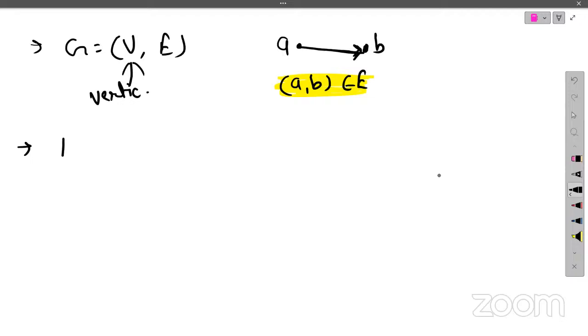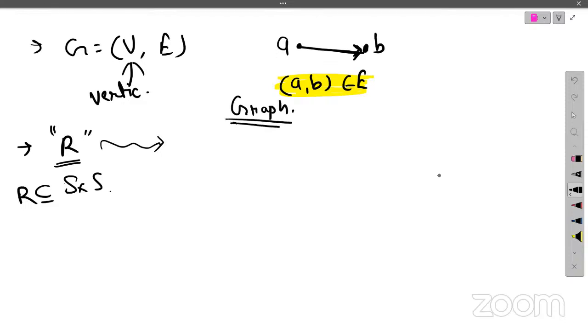Now suppose I have a relation R. Using this relation, we can actually form a graph. How will we form it? Obviously the relation will be a subset of some S cross S. So suppose R is a relation and it is a subset of S cross S. Then to formulate this relation in terms of a graph, in a graph we have to consider two things: the set of vertices and the set of edges. Here we will take V to be equal to S, and we will take the set of edges to be whatever pairs this relation R contains. In that way, we can formulate a relation into a graph.